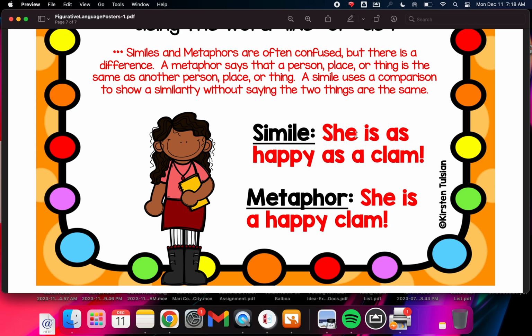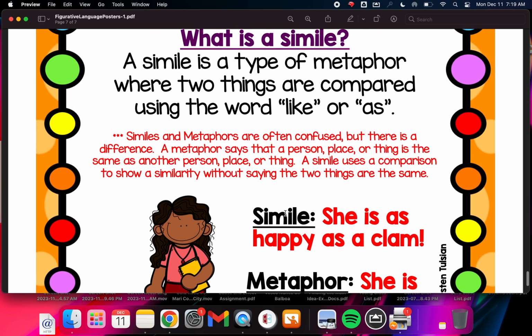A simile is: she is as happy as a clam. So we're comparing her to a clam in this case. This is also kind of an idiom, comparing them to a clam, because we really don't know if clams are happy, but that's just kind of a phrase that's used. This is a simile because it's using as, but a metaphor would change it. It'd still compare the person to the clam, but in this case it's saying she is a happy clam. So it's just saying this is this by comparison.